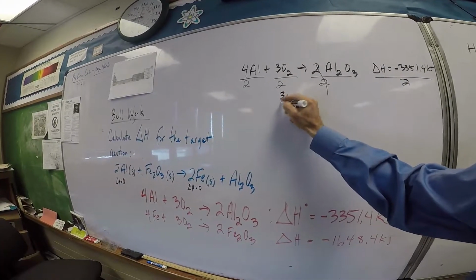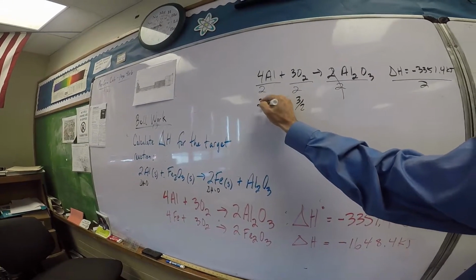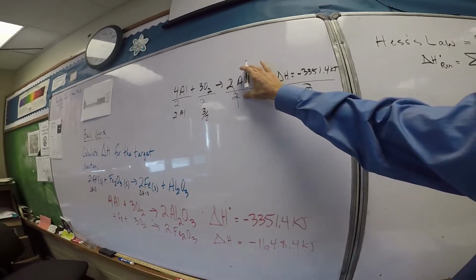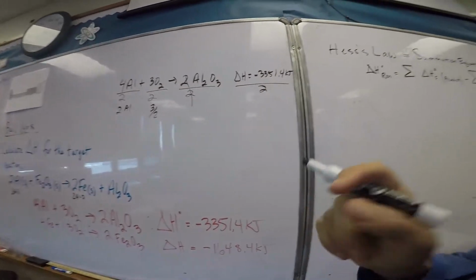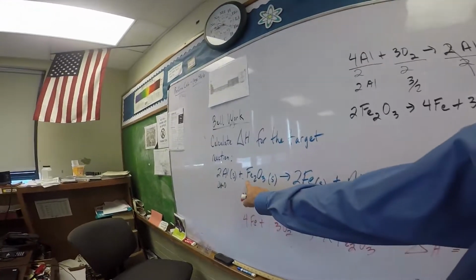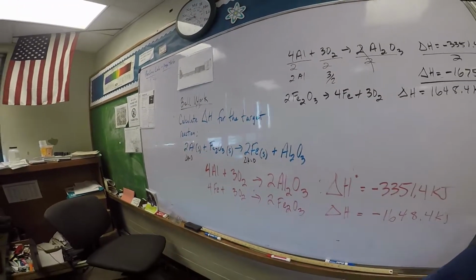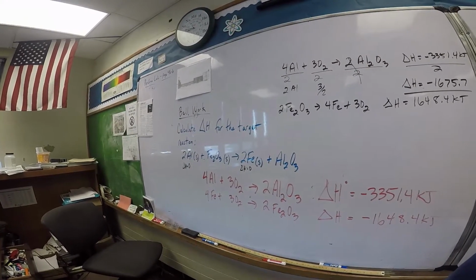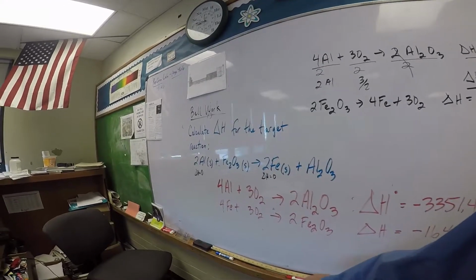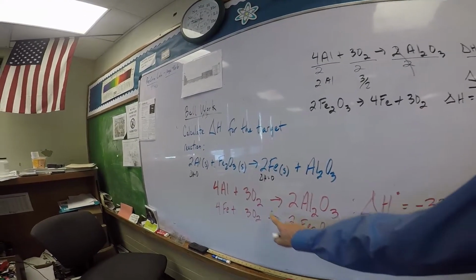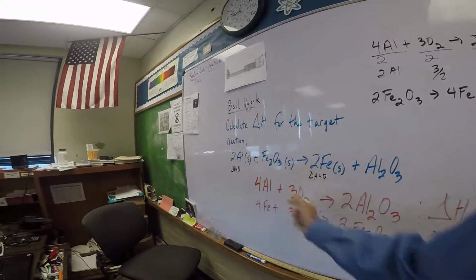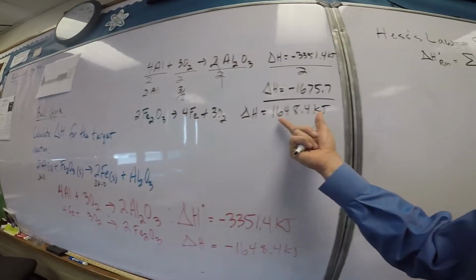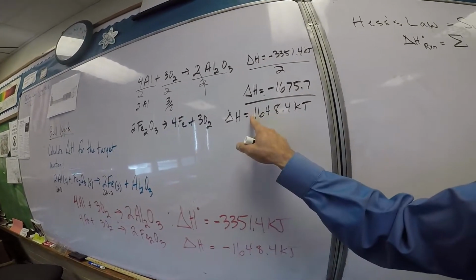This is going to be 3 halves. This is going to be 2 Al. So we're not really concerned about these over here. This is all that we're concerned about. So we have to divide this by 2. This iron oxide, iron 3 oxide, is found right here, right? So we have to flip this because we need to get it on the reactant side. So when we put it over here, we have to change the sign from delta H negative to positive.